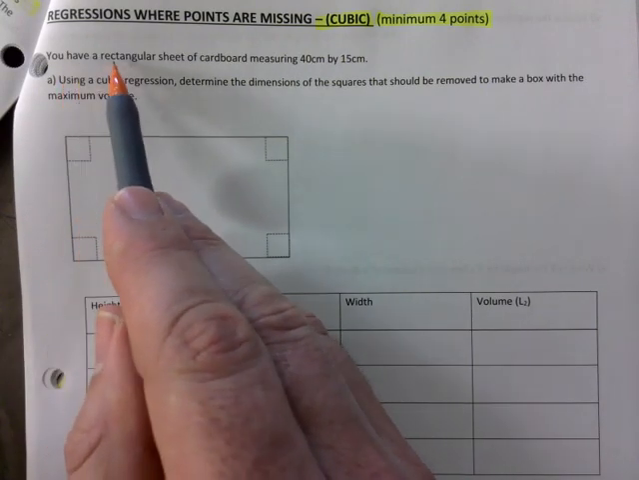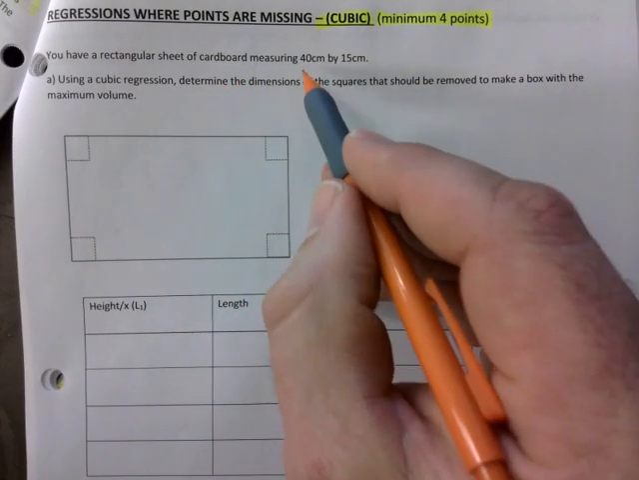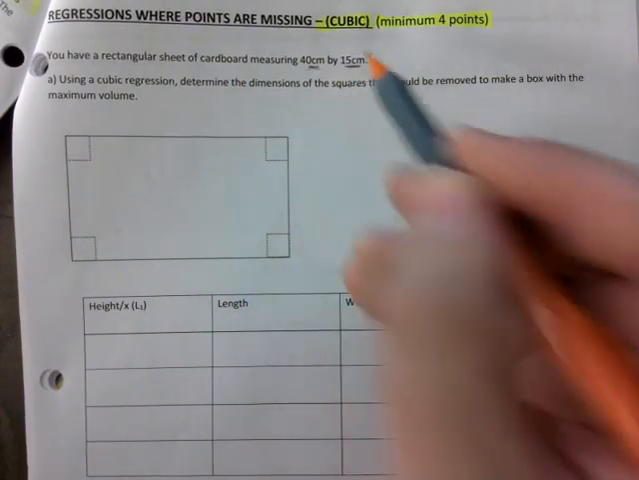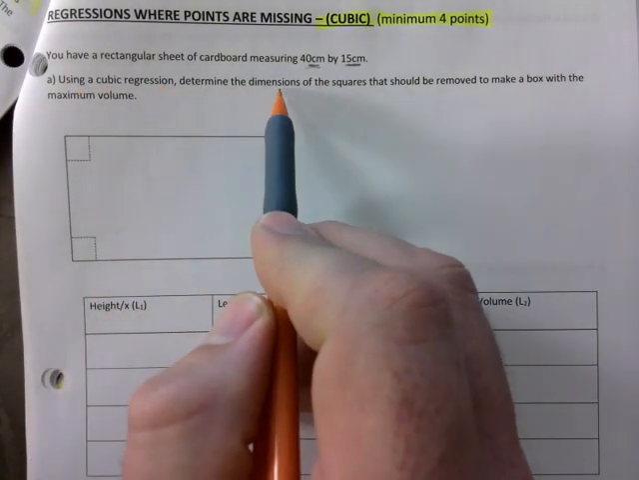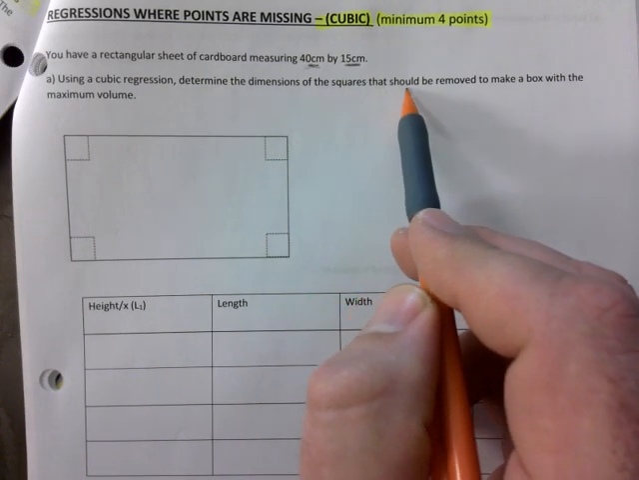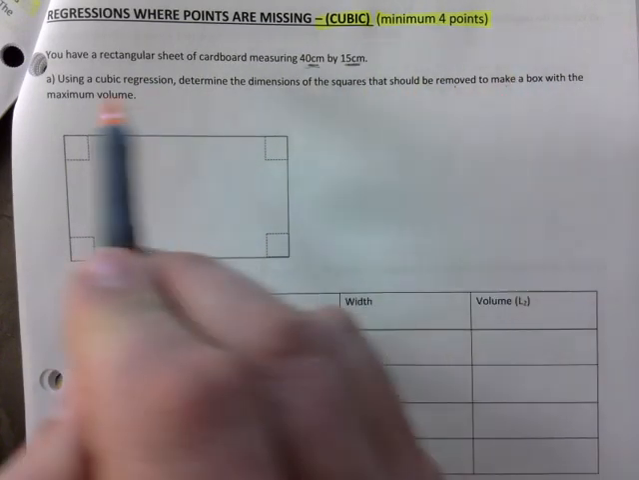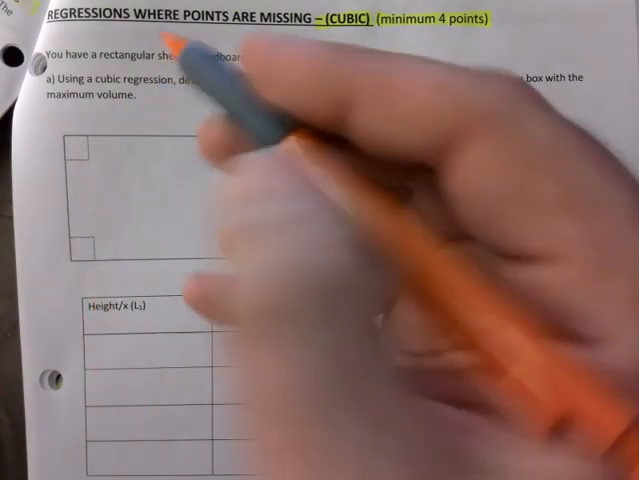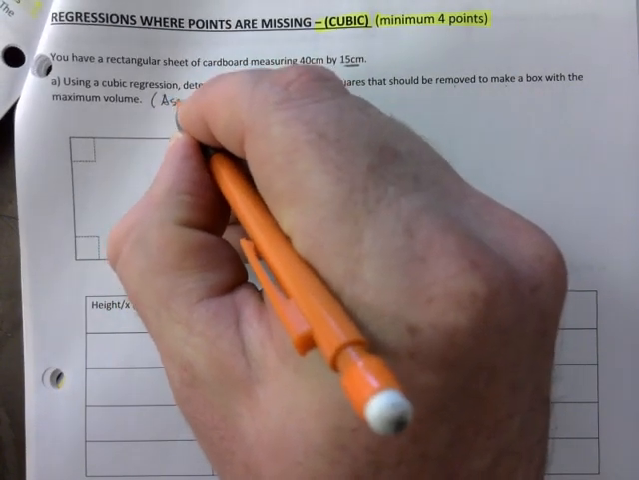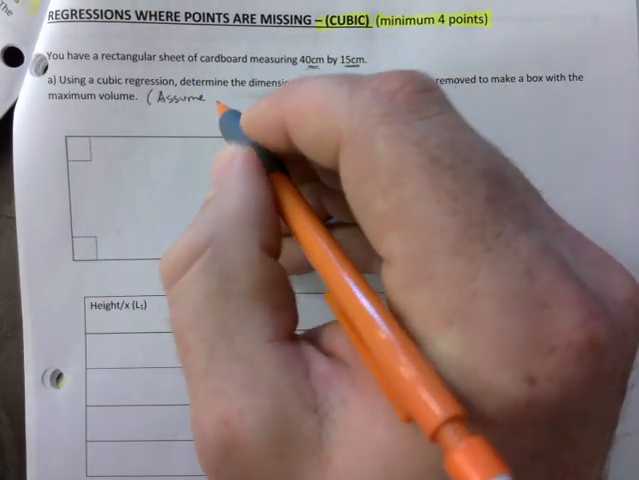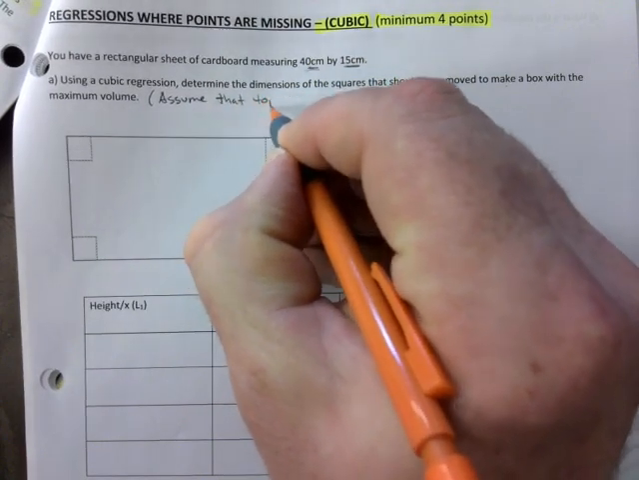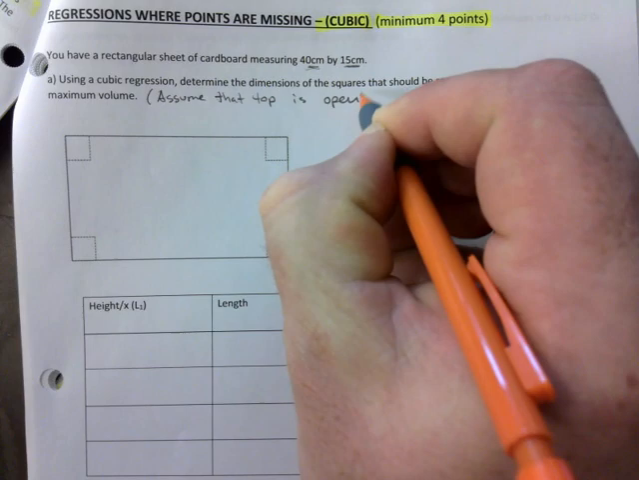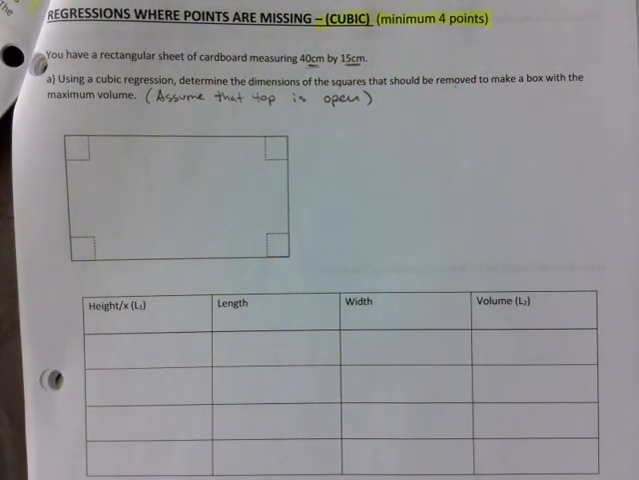So let's assume you have a rectangular sheet of cardboard measuring 40 centimeters by 15 centimeters. Using a cubic regression, determine the dimensions of the squares that should be removed to make a box with a maximum volume. I will also say this, assume that the top is open. Doesn't really matter because it's volume, but sometimes they throw that in there, and I just want to say, hey, let's throw that in there.